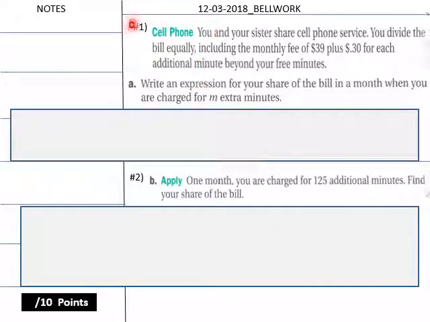For today's bell work, we have a word problem here and then a continuation of the word problem down here. You and your sister share a cell phone plan. You divide the bill equally, including the monthly fee of $39 plus 30 cents for each additional minute beyond your free minutes. Write an expression for your share of the bill in a month when you are charged for M extra minutes. So put that here. And then students, down here, apply: 1 month you are charged for 125 additional minutes. Find your share of the bill. So give your students about 5 minutes for this, teachers.